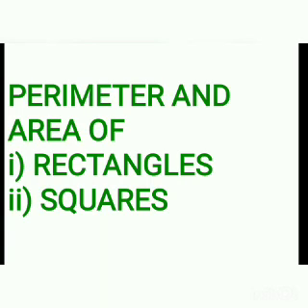So, winding up today's class, today we discussed the perimeter and area of rectangles and squares, and we solved some application level questions on perimeter and area of squares and rectangles. There are some more problems in your textbook, exercise 11.1. Please try to solve them. If you have any doubt, you can clear it in the next session.